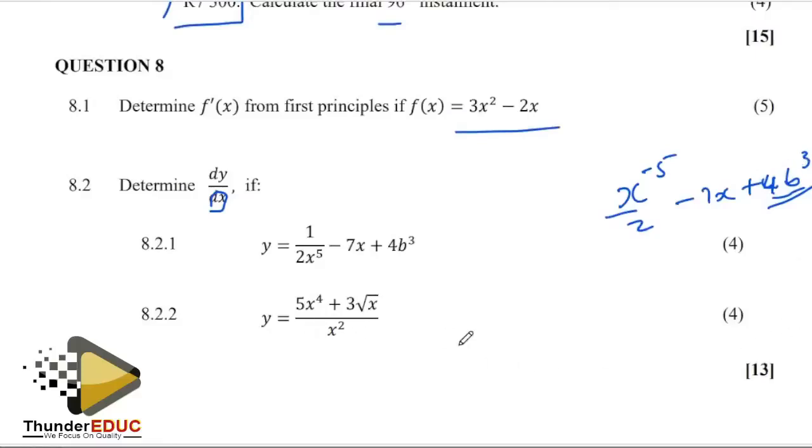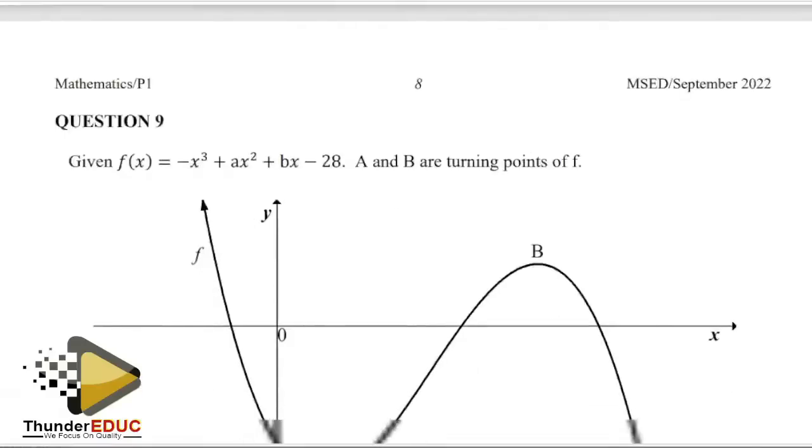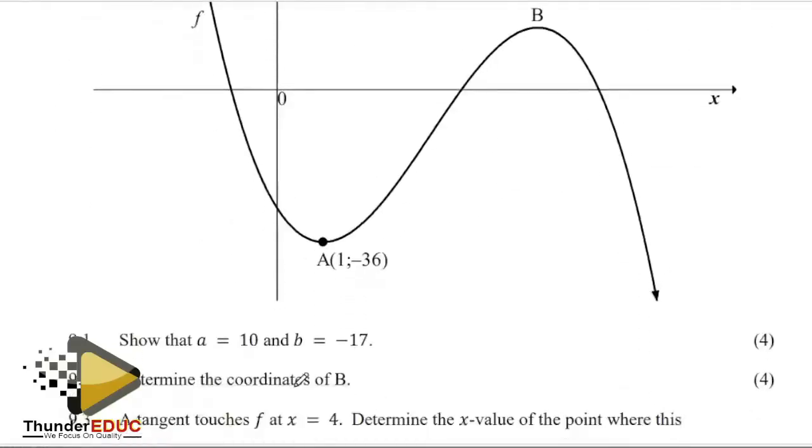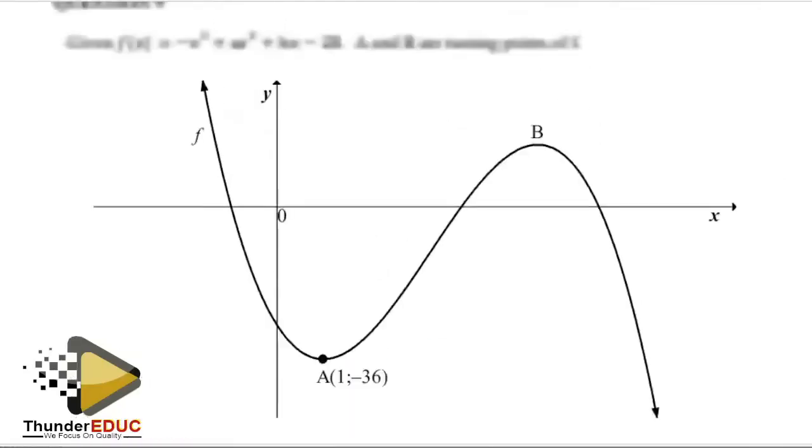And then when you have something like this, split up. So 5x to the 4 over x squared plus 3, we said x to the half over x squared. Simplify that using the laws of exponents and then find the derivatives. Then we have another cubic function, more or less the same. And they want us to find a and b. So do the same thing.